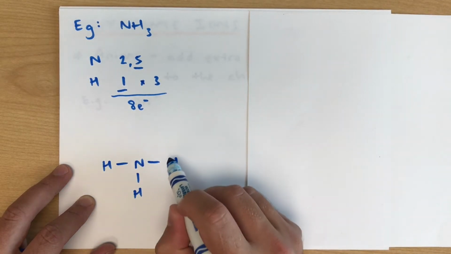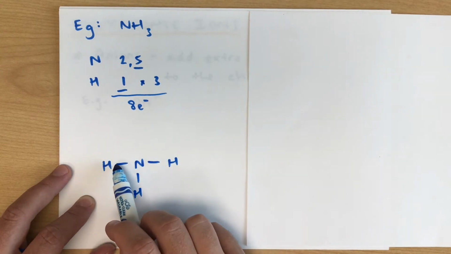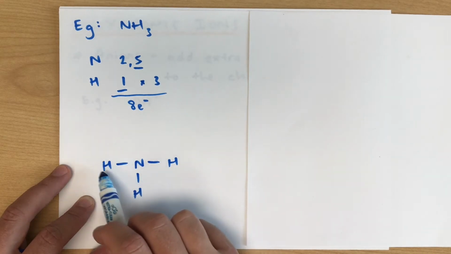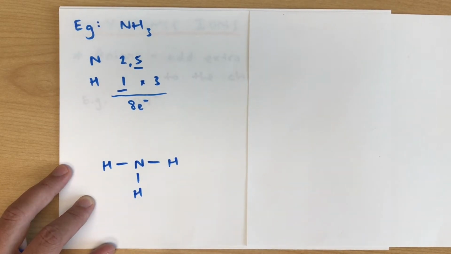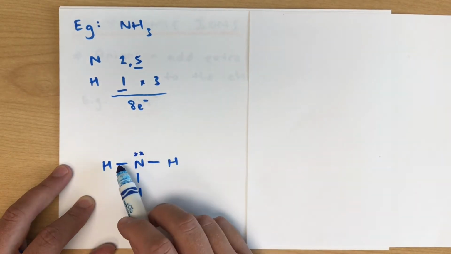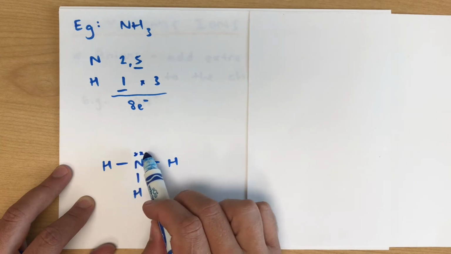Well, each of my hydrogens has 2 electrons. The 2 electrons in the bond belong to both atoms. So this hydrogen has 2, this one has 2, this one has 2, therefore the hydrogens' valence shells are full. Then put the remaining electrons around the central atom. So if I've used 2, 4, 6, my last 2, giving me 8, go around my central atom.